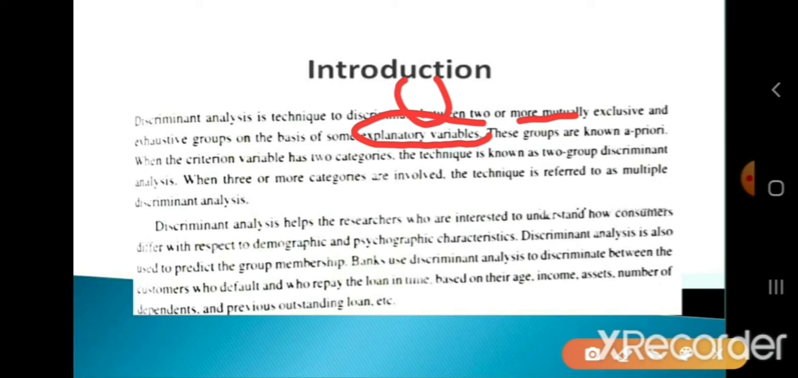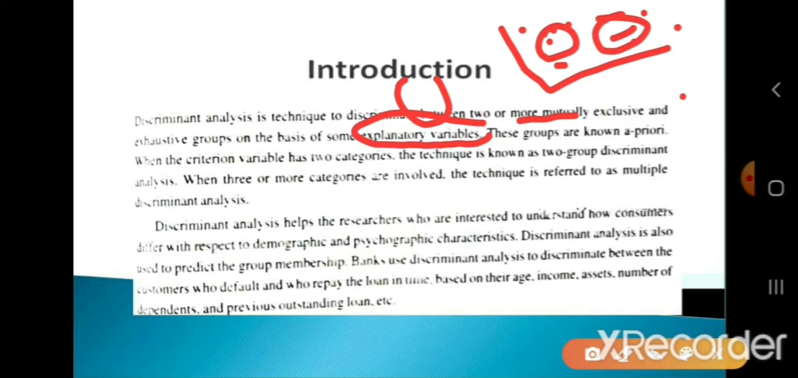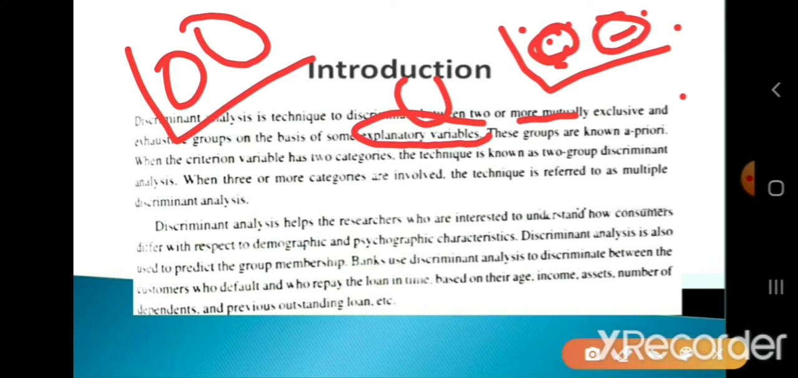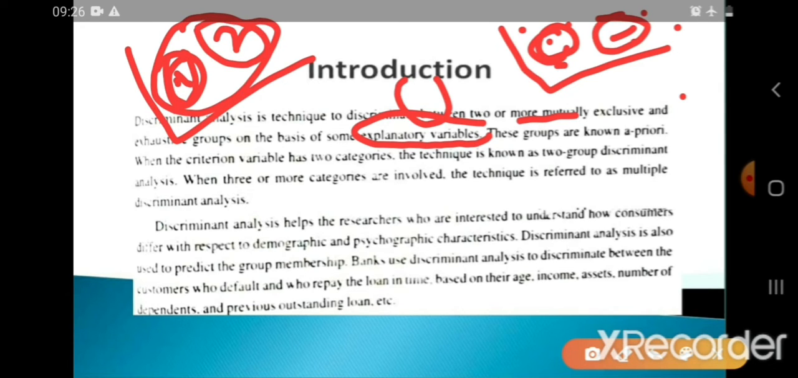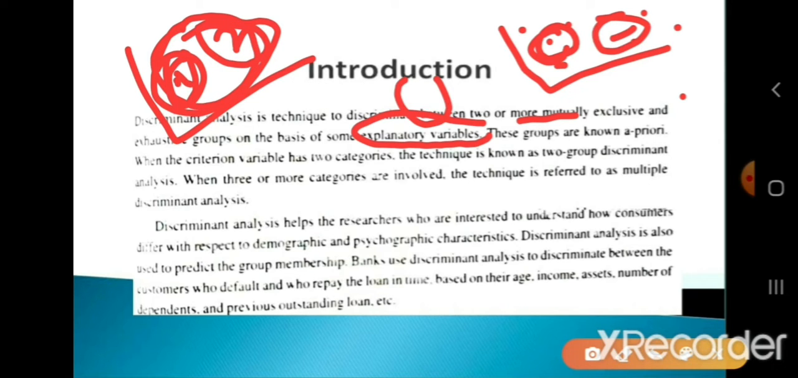Okay? So this is basically a technique to discriminate between various variables, and these groups should be mutually exclusive. When we form a group, that group should be mutually exclusive, meaning the variables contained in group 1 should not be included in group 2. But if we take both the groups together, they should be completely exhaustive also, containing all the variables in these groups.